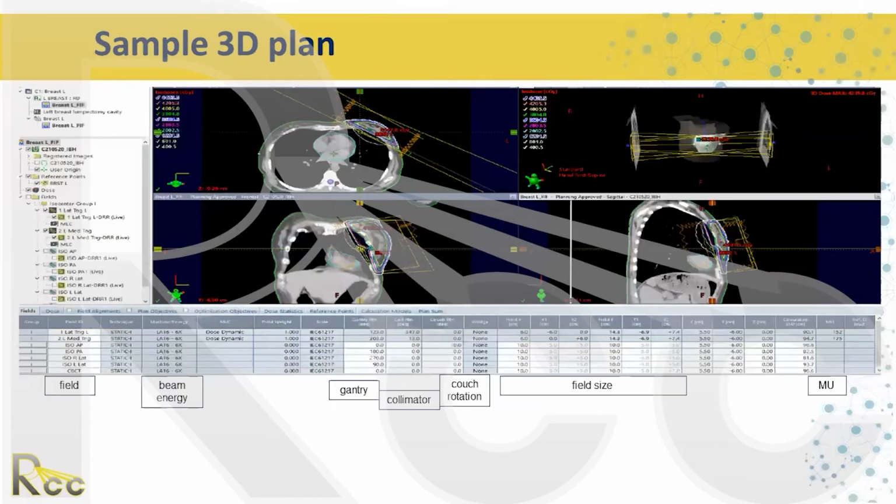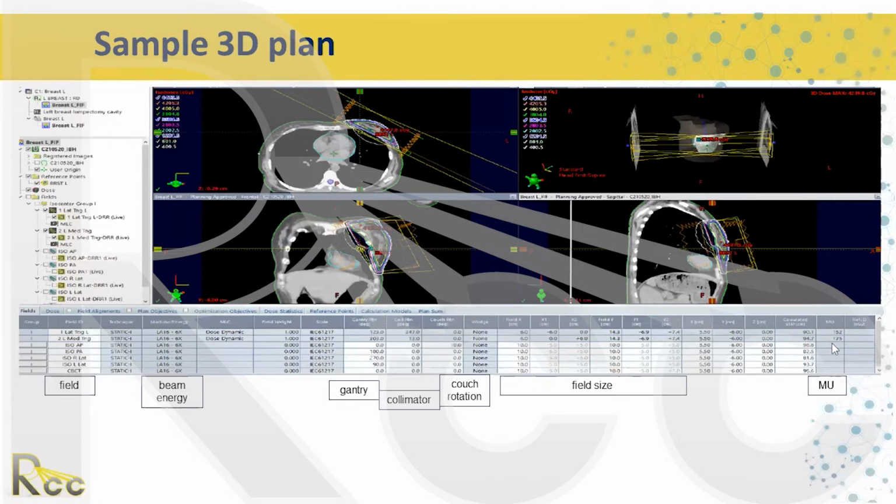Okay, so this is an example. This is a plan from Stanford, and this just shows you what we look at. Usually we'll make sure that we read the site. Each field has a different label, so this would be the left lateral tangent. Then we would say we have a 6x energy. On this plan, we're using MLC dynamic, so we would want to make sure that the MLCs are actually moving during treatment. Gantry is 123, collimator 347. There's no couch kick. And then we would check the fields X1, X2, Y1, Y2, and then the monitor units are right here.